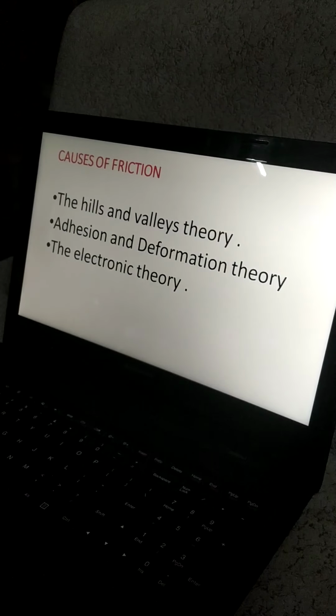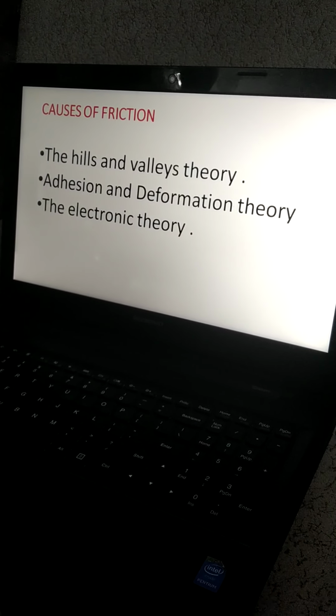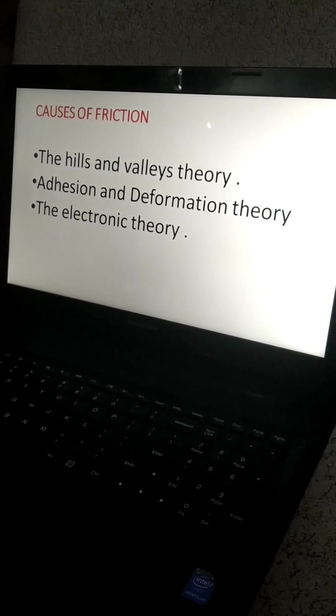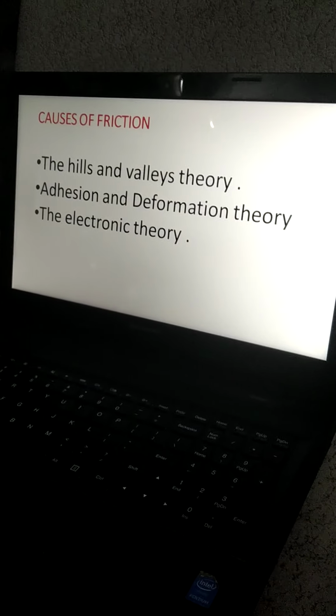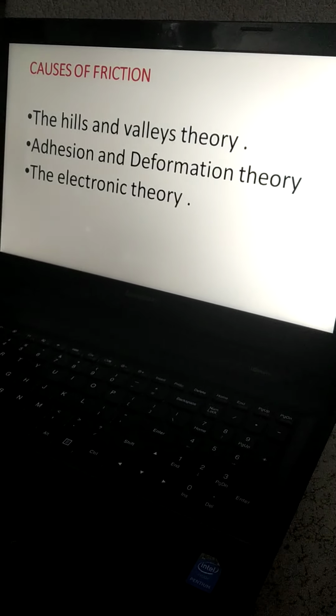What causes friction? Well, try to recall, and if you cannot, there you are. The three theories: the theory of hills and valleys, the theory of adhesion and deformation, and the electronic theory. Come back. What is important for you is the theory of hills and valleys.